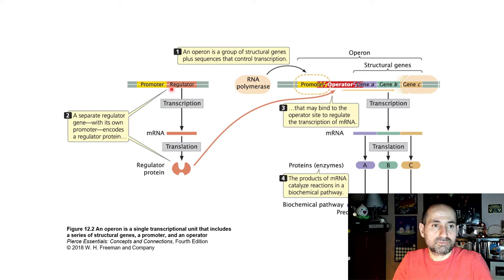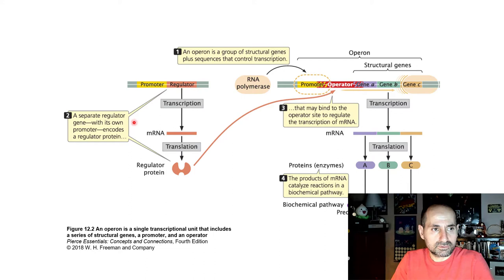This is a promoter with a regulator gene. This is a regulator, not a structural gene, a regulator gene. So here's how this is working. Let me show you an example of an operon and its function. Let's break it down. Number one, an operon is a group of structural genes, in this case gene A, gene B, and gene C, plus sequences that control transcription, like the promoter. The promoter controls transcription because it recruits RNA polymerase, and RNA polymerase wants to transcribe, but the operon also includes another sequence that controls transcription called the operator. The operator can be bound by things like repressors or regulator proteins. We're going to talk about that in a second.